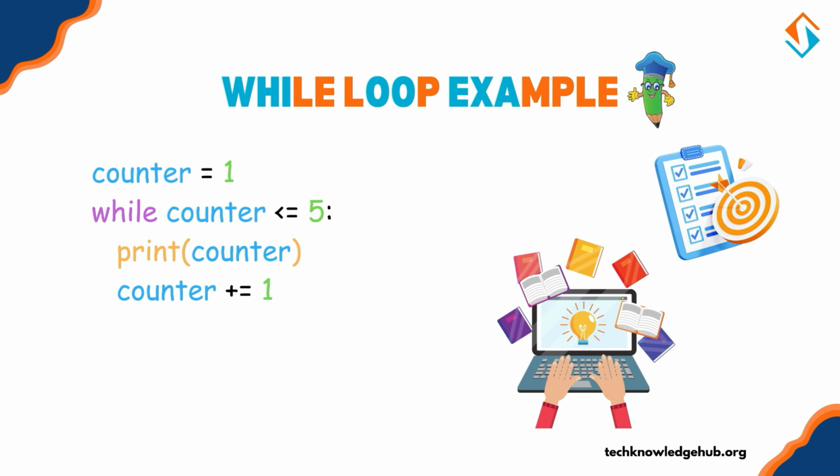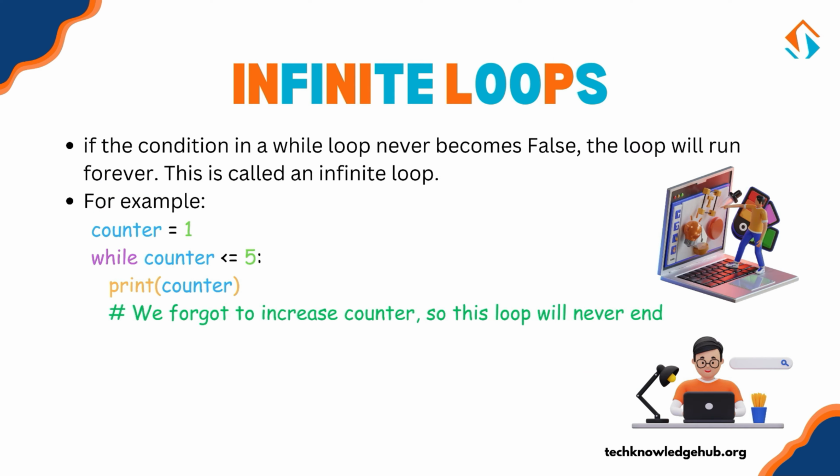We'll start with a counter set to 1 and we'll print the counter value as long as it's less than or equal to 5. counter = 1, while counter <= 5: print(counter), counter += 1. Here we initialize counter to 1 and with each loop iteration it increases by 1. The loop stops when counter reaches 6 because the condition counter <= 5 becomes false.